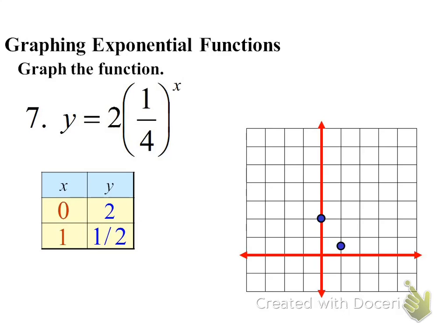And then I like to think of -1 as well. -1 would cause us to flip the 1/4. It'd be 2 times 4. It'd be 8. So I know that as I'm going in the negative direction, that's where I'm going to shoot up. Okay? So this graph actually looks like that.